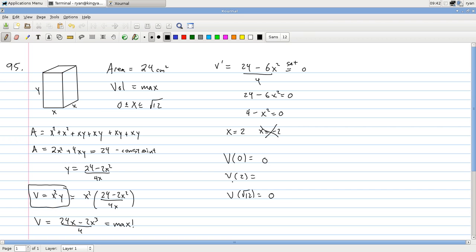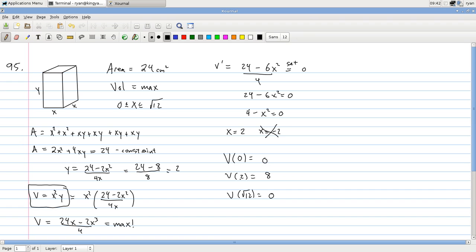Now looking at the volume evaluated at x equals 2, well, we know what the x value is. If x is 2, let's plug that into here to get a value for y. So this is 24 minus 2 times 4, which is 8, divided by 8. This gives us 16 divided by 8, which is 2. So now x and y are both 2. So this is 4 times 2, so our volume is 8.